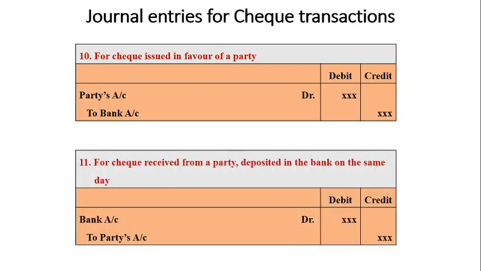11. For check received from a party deposited in the bank on the same day. In this case, accounts involved are bank account and party's account. Both are personal accounts. Bank receives, so it is debited. Party gives, so it is credited. So the journal entry is bank account debtor to party's account.